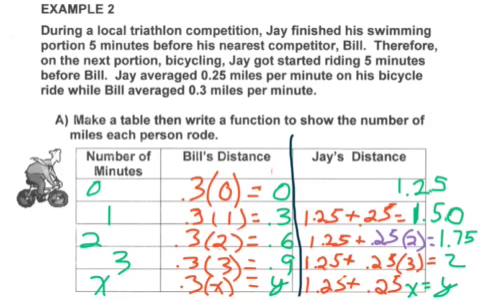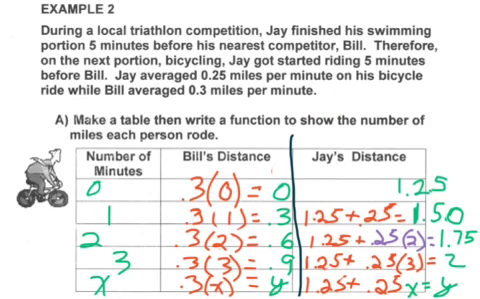Okay, we are figuring out Bill's distance. Jay finished his swimming portion 5 minutes before his nearest competitor. Therefore, on the next portion, bicycling, Jay got started riding 5 minutes before Bill. Jay averaged 0.25 miles per minute on his bicycle ride, while Bill averaged 0.3 miles per minute on his.